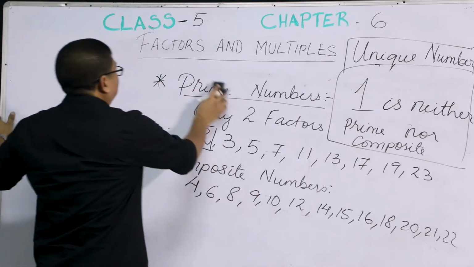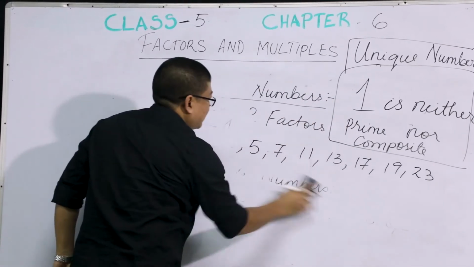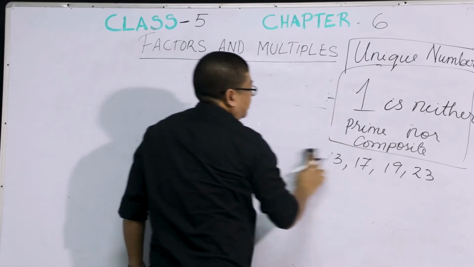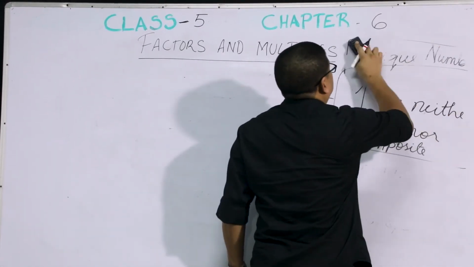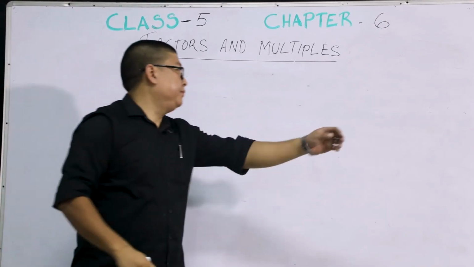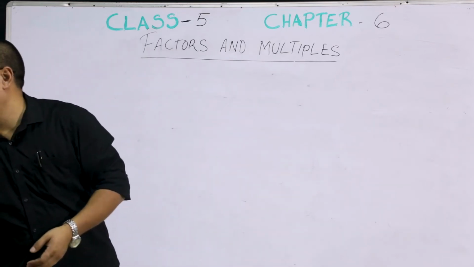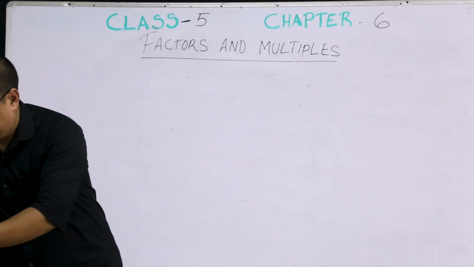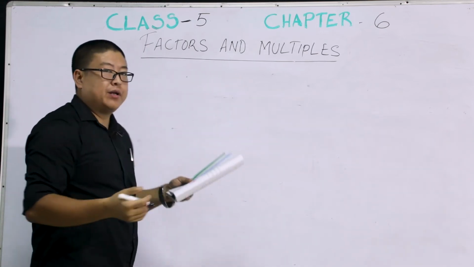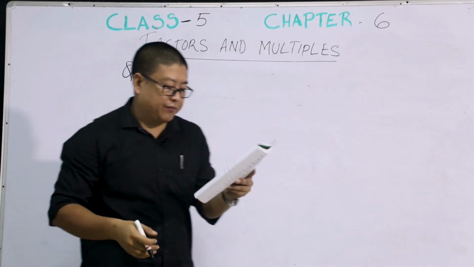Okay? So with that, the concepts have been covered. Now we'll move on to some quick exercises. Once you understand the concepts, the exercises become quite simple. So let's look at the first exercise, first question. It's on page number 42. If you look at the first question, let me read the question for you.